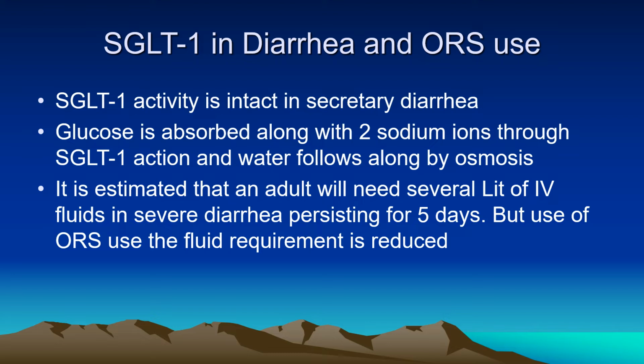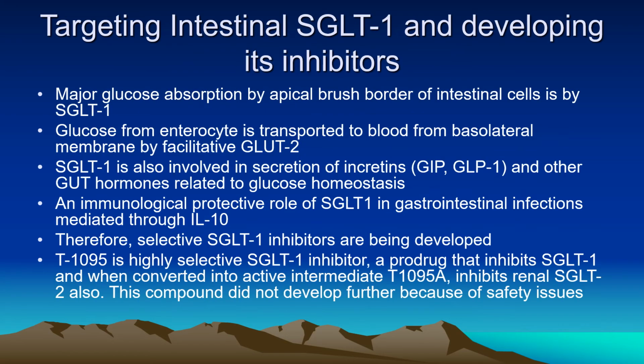Now, in diarrhea, SGLT1 activity is intact in secretory diarrhea, and glucose is absorbed along with two sodium ions of the ORS through activity of SGLT1, and water follows along by osmosis. Therefore, it is estimated that if ORS is not given, fluid replacement will be difficult and several liters of fluid would be required. And therefore, this is the role of SGLT1 in treatment of diarrhea with ORS.